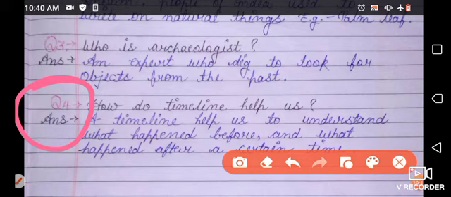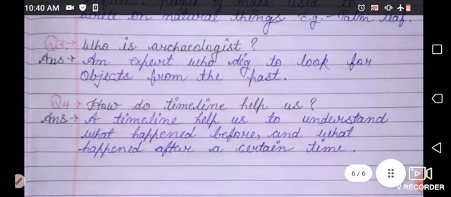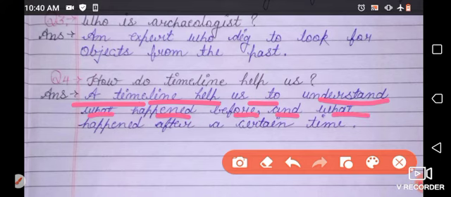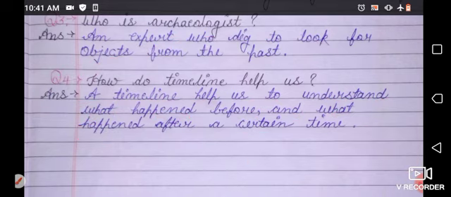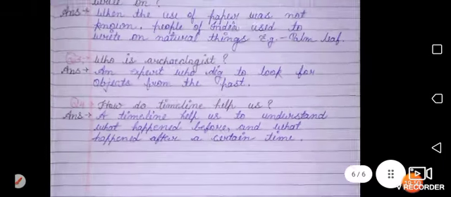Now look at question number 4, that is how do timelines help us? So let's look at the answer of this question. A timeline helps us to understand what happened before and what happened after a certain time. So this would be the answer of this question. Let's repeat again. A timeline helps us to understand what happened before and what happened after a certain time.